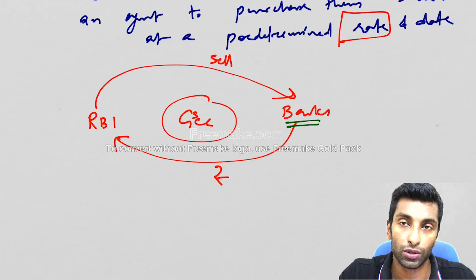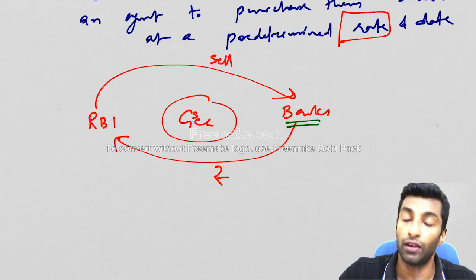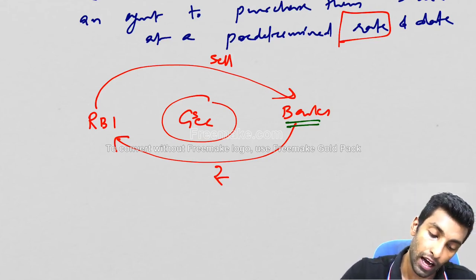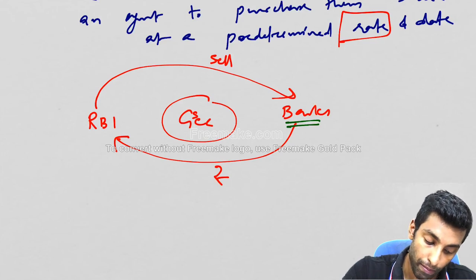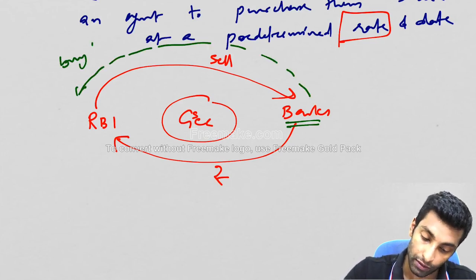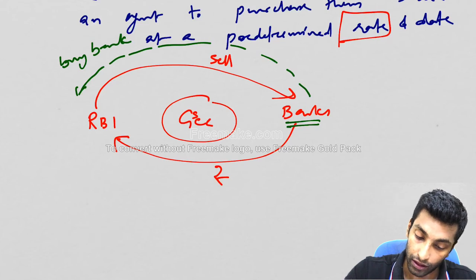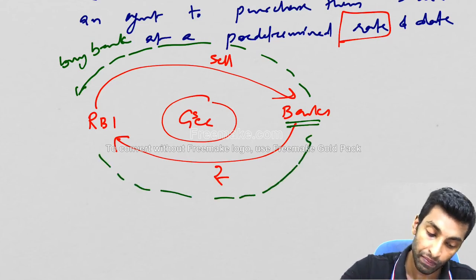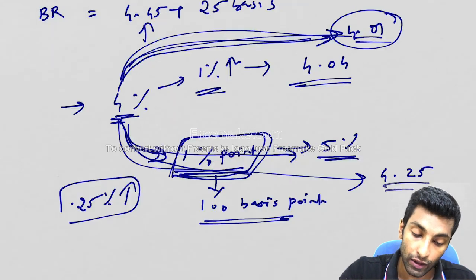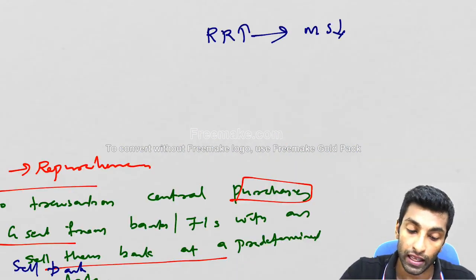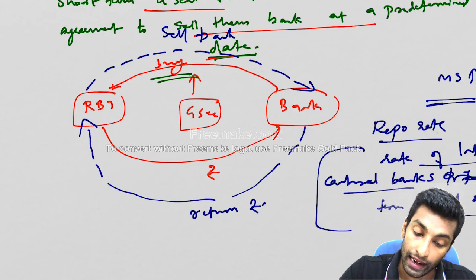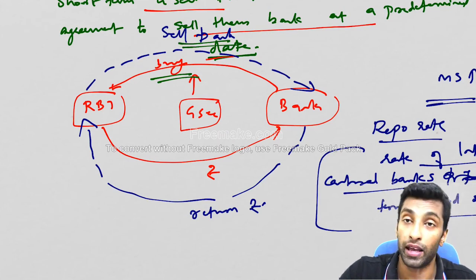That way also you can interpret it, with an agreement that RBI will buy it back. RBI will buy back and will return this money. Just like you see here, as we have explained here. Earlier it was RBI buying with an agreement to sell them back. Here, it is selling with an agreement of buying back.